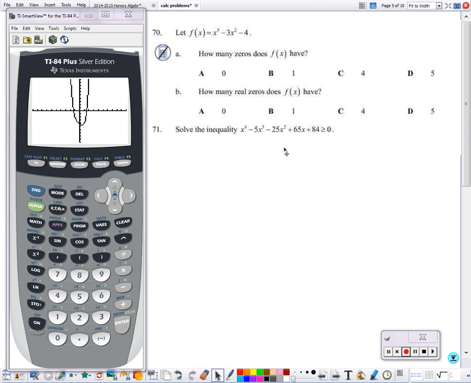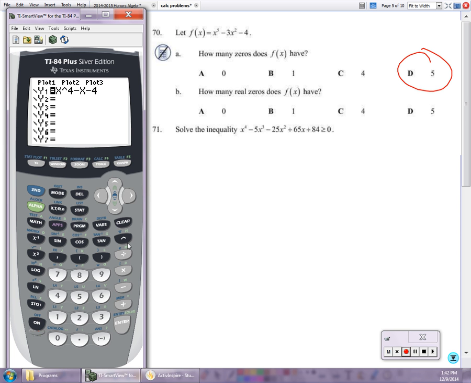Okay, so for 70, it's very similar. The highest exponent, the degree, is 5. So there are 5 total zeros. When we graph it, we can see how many are real. And I see 1.